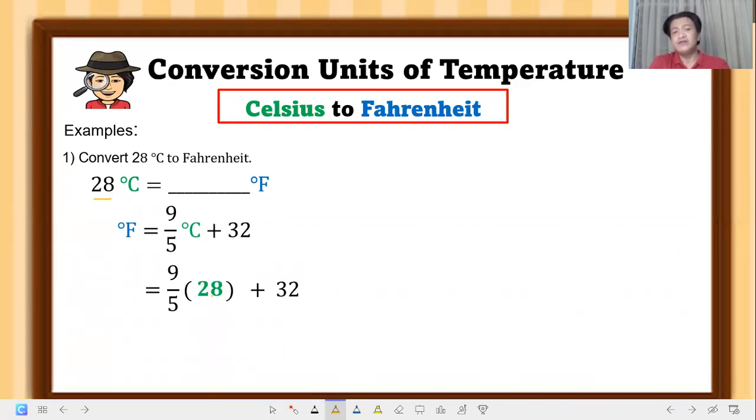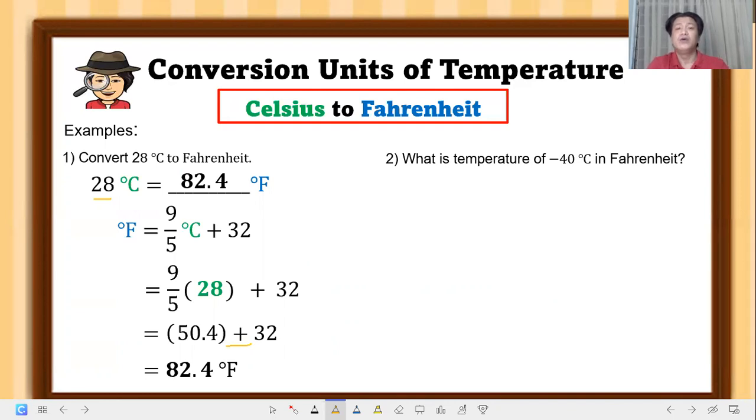Okay, and then the first thing that you're going to do is multiply or divide. Remember the PEMDAS, mauuna yung multiply or divide before add or subtract. Meaning to say, if you are going to multiply this 28 times 9, yung product nila i-divide mo by 5, that is equal to 50.4. Tsaka mo ngayon i-add yung 50.4 tsaka 32. Yan ngayon yung sukat natin sa degree Fahrenheit. That is 82.4. Okay, so meaning to say, 28 degrees Celsius is equal to 82.4 degrees Fahrenheit.